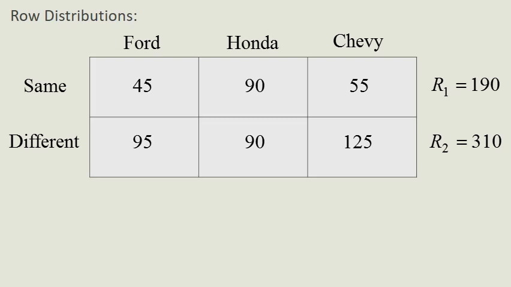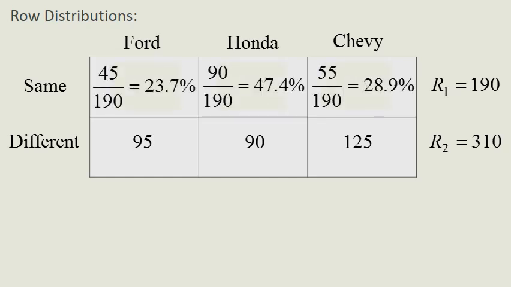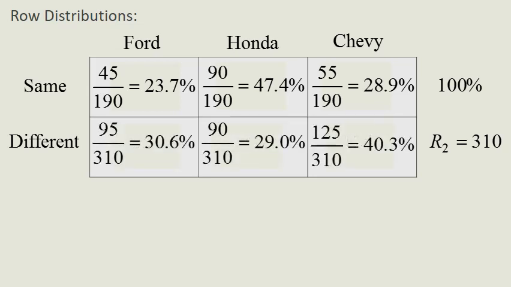We're going to divide each row by its total to make percentages. That's all a row distribution really is. Let's start with the first row. Its total is 190, so we'll divide each number by 190 to get these percentages. And these all add up to 100%. The total for the second row is 310, so we'll divide that row by 310 to get these percentages. Again, it adds up to 100%.